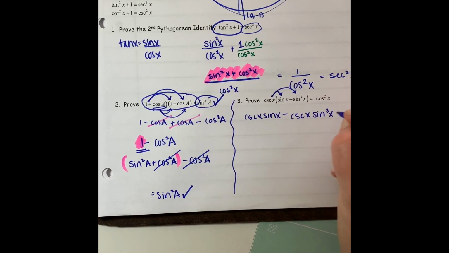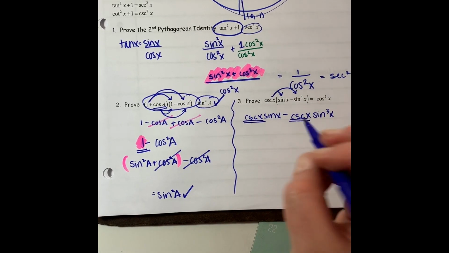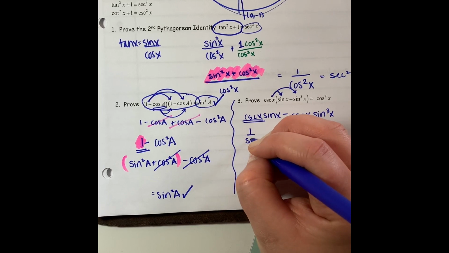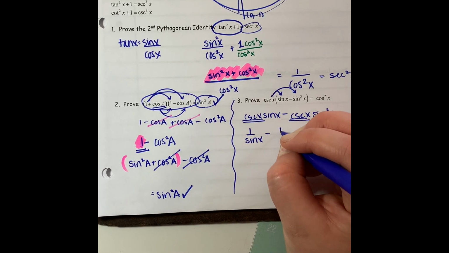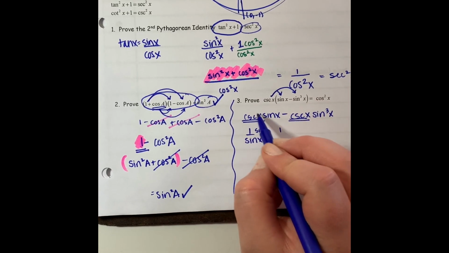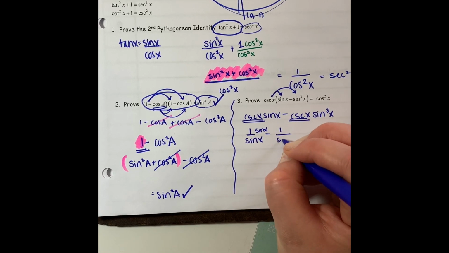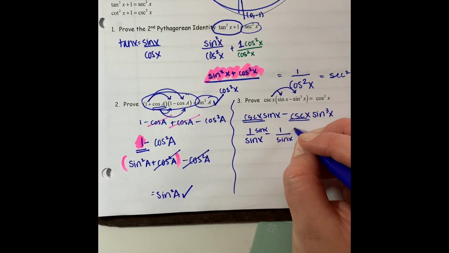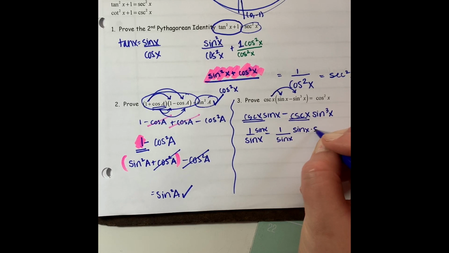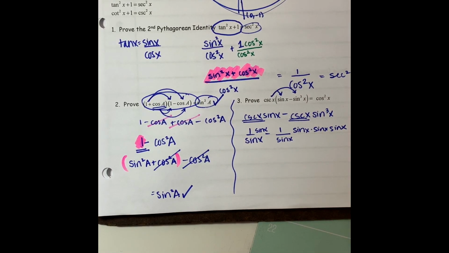sine cubed x. And then I'm like, oh wait, this is one of the properties. Remember, cosecant is 1 over sine. Oh wait, hold on, I forgot the second little sine. So it's 1 over sine x times sine x, minus 1 over sine x times sine x, sine x, sine x. Now question, why am I writing that 3 times? Well, because it was cubed, right? So I really have 3 of them.